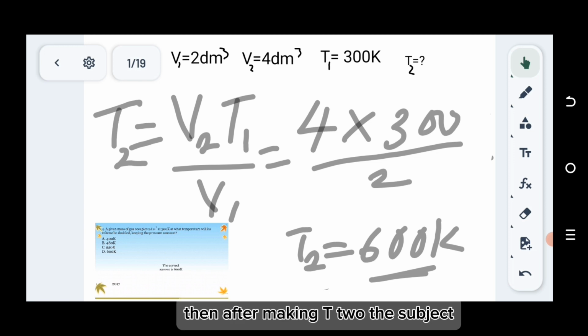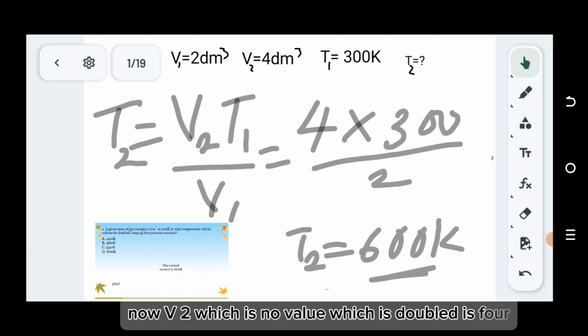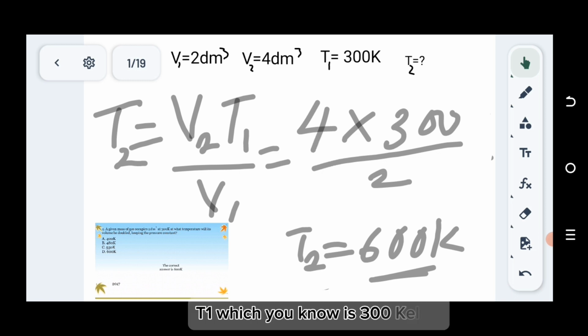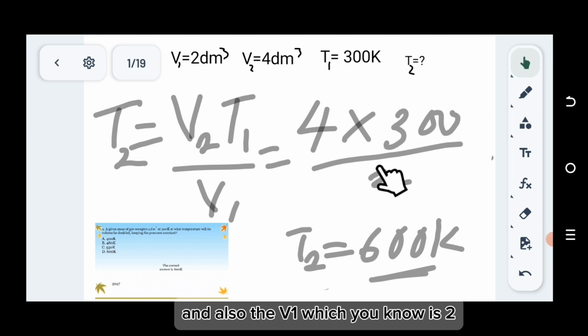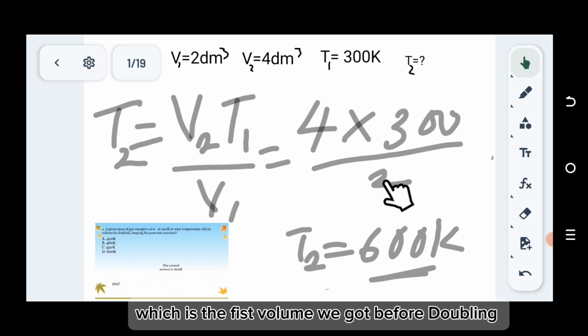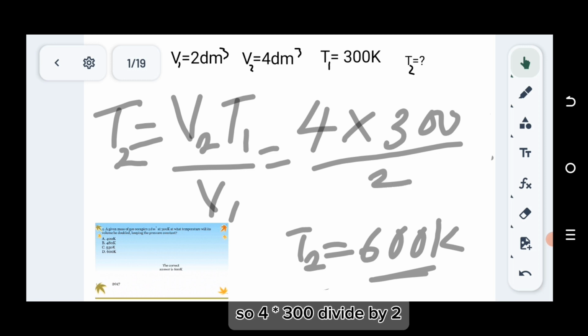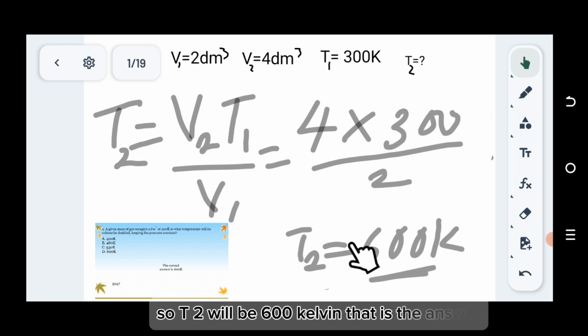Then after making T2 the subject, you substitute the values. Now V2, which is known as the volume, which is doubled, is 4. And T1, which you know is 300 Kelvin. And also the V1, which you know is 2, which is the first volume we got before doubling. So 4 times 300 divided by 2. So T2 will be 600 Kelvin.